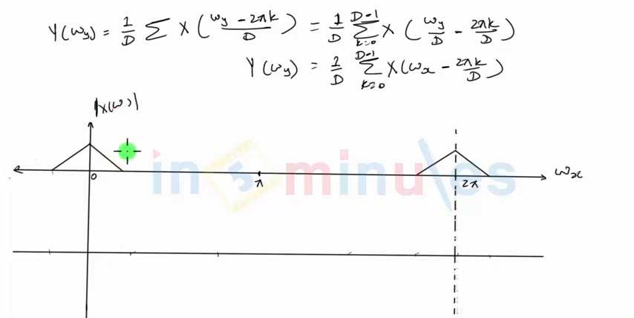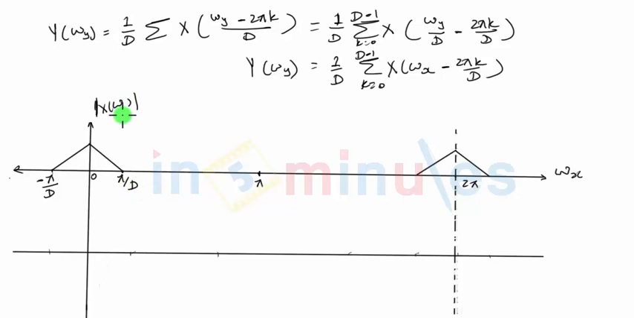You can see X of omega is a low pass signal, and let's say it extends only up to pi by d and minus pi by d on both the sides. So 0 is the midpoint. It consists of the low frequencies, and then it extends up to pi by d and minus pi by d. We will see what happens if it goes beyond pi by d later on, and why it is important to restrict X of omega to pi by d.